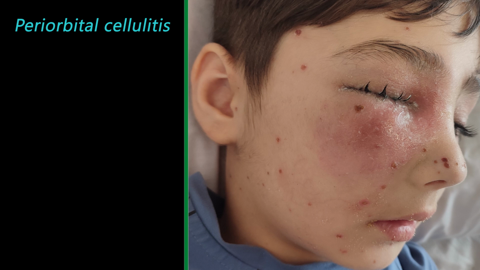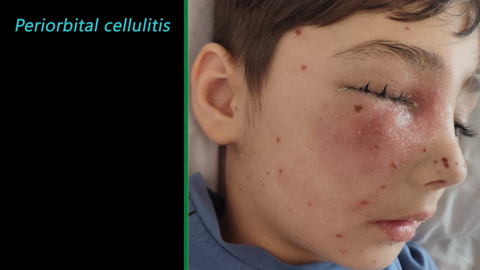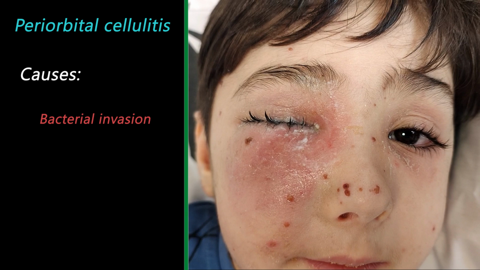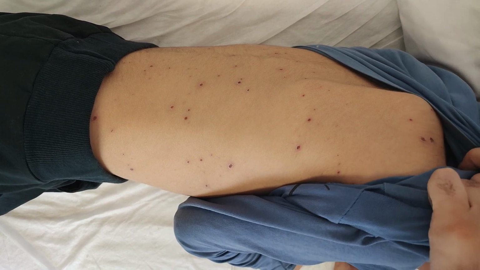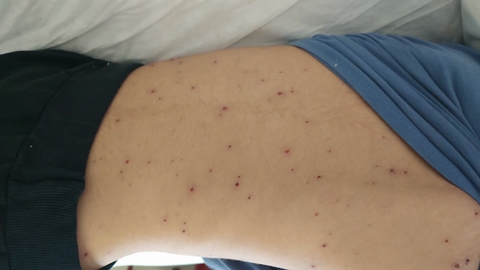Periorbital cellulitis is a mild infection and rarely leads to serious complications, but orbital cellulitis can lead to loss of vision and sometimes it's life-threatening. Periorbital cellulitis happens when a bacteria attacks the skin or tissues around the eye, mostly from an external source, such as an insect bite, scratch, or any kind of trauma to the eye. And sometimes the reason is inside the body, for example when the patient has influenza or a bacterial common cold.